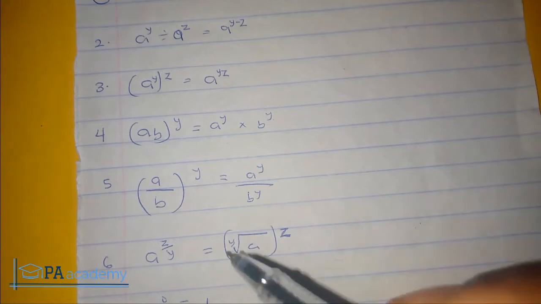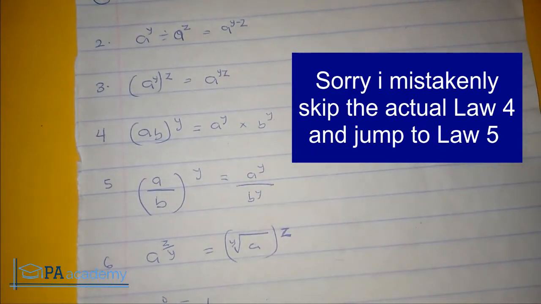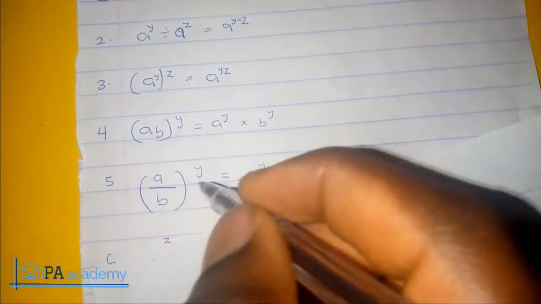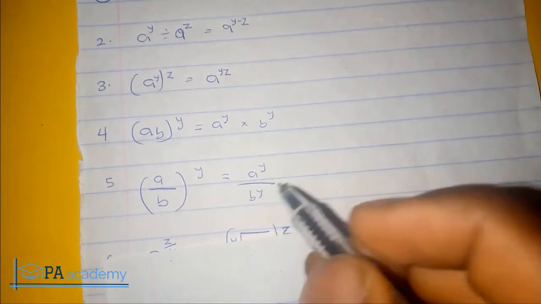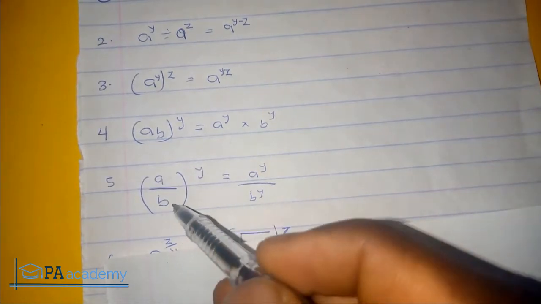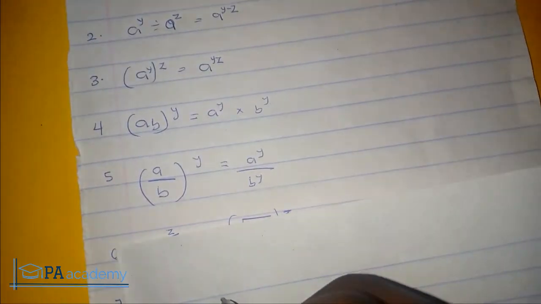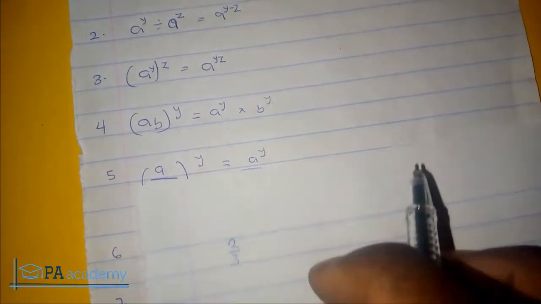Now law 4 is a over b into brackets raised to power y. So if you have a over b raised to power y, it's the same thing as a raised to power y over b raised to power y. What is this? This a will have the power of y, and this b will have the power of y when we remove the brackets. So we can rewrite it as, the same thing as if you're having a situation like this where you have 2 over 3.